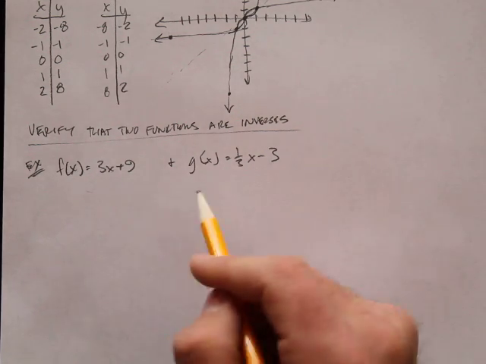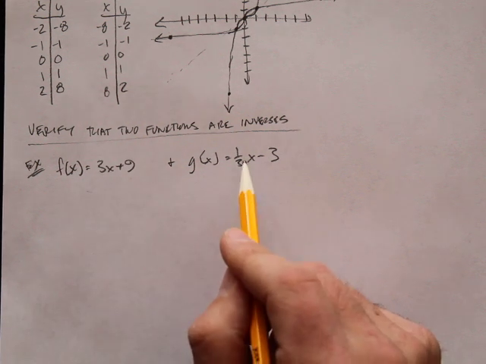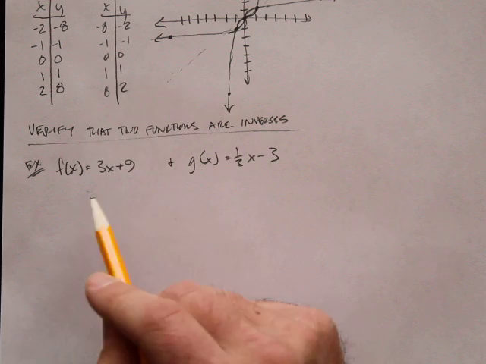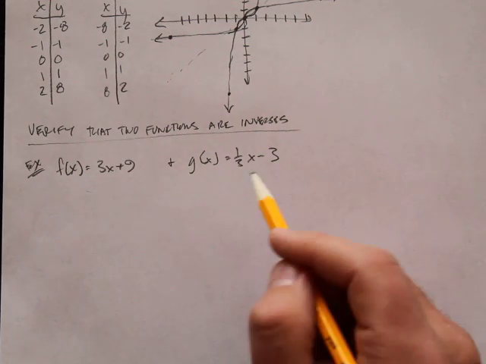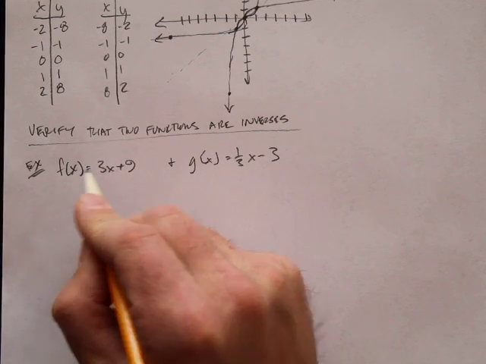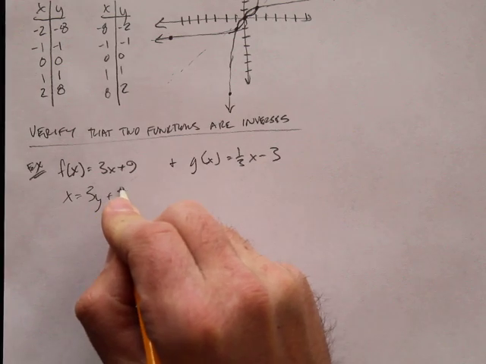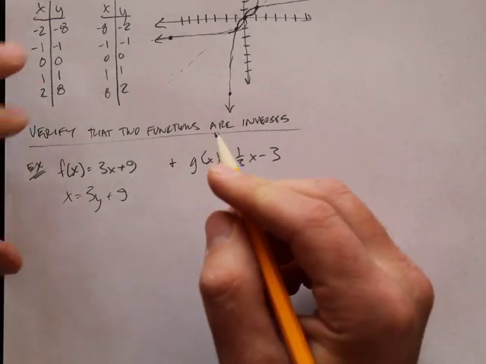So it could be either one. I'm going to choose to do the inverse of f of x and see if it ends up looking the same as g of x. And if they look the same, we have inverses. If they don't, we don't have inverses. So I'm just going to swap y and x. So x equals 3y plus 9, and then I'm going to solve for y.